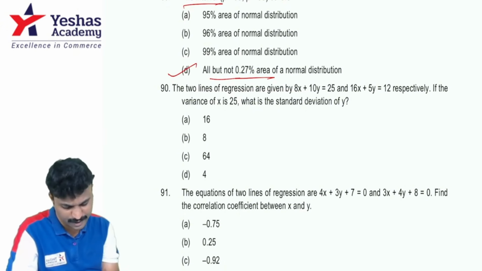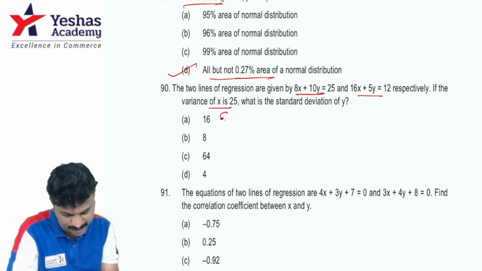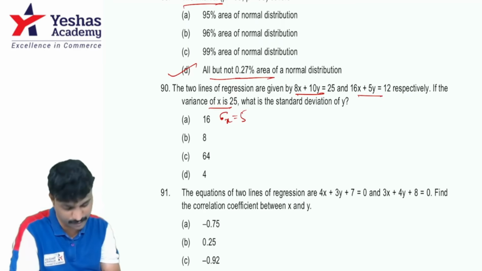90th question, guys. They have given two regression lines. They have also given the variance of x, that means sigma x will be 5. Standard deviation of x is 5. They're asking us to find the standard deviation of y.